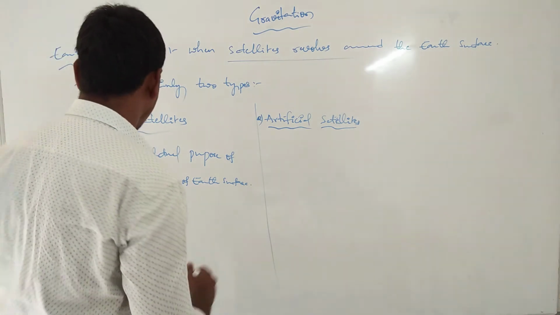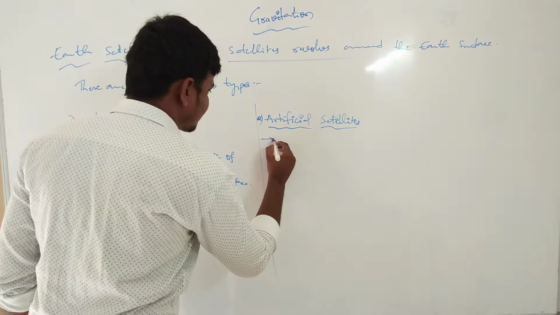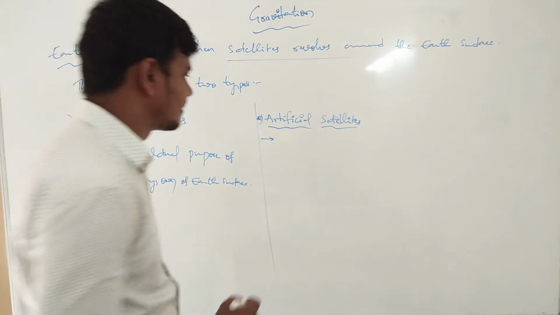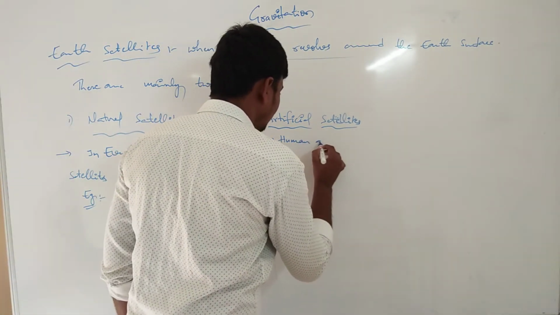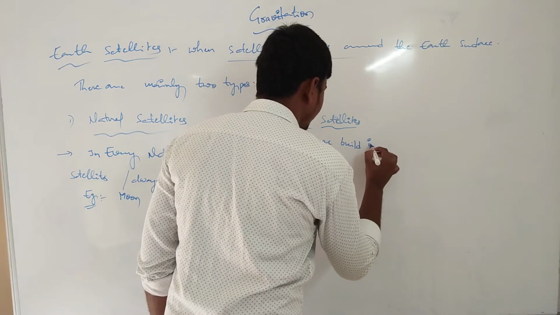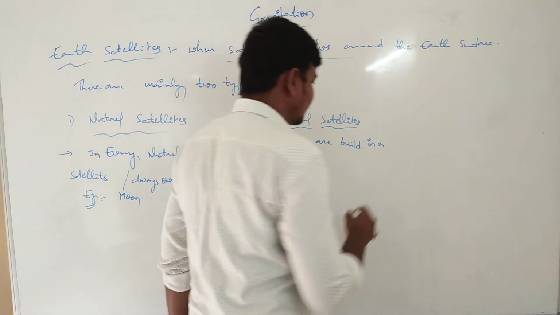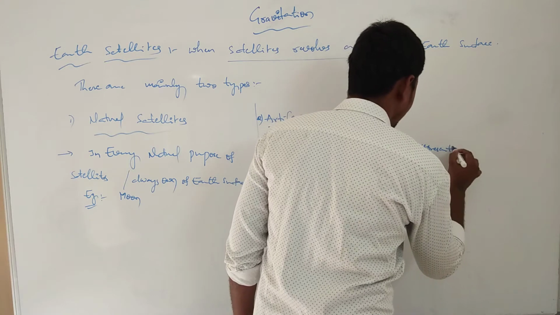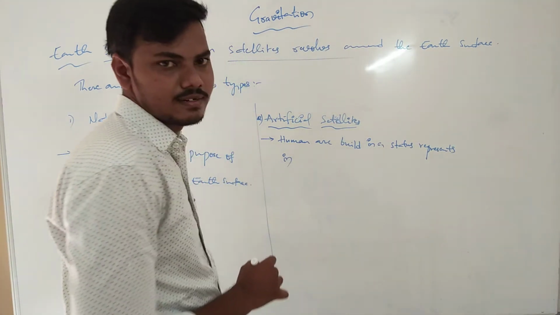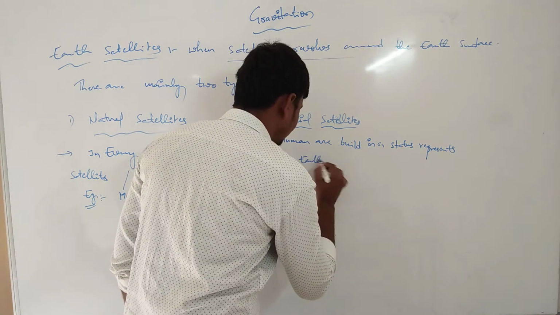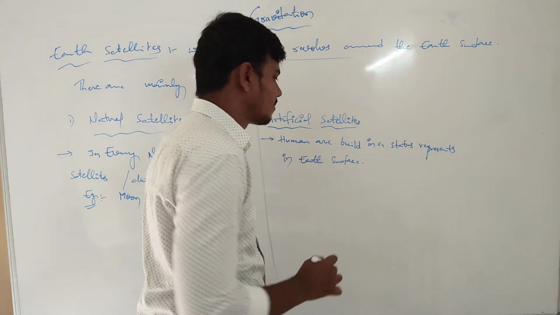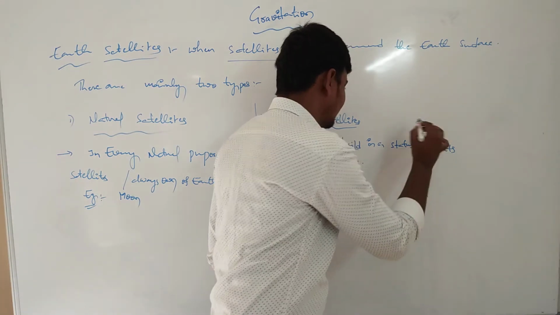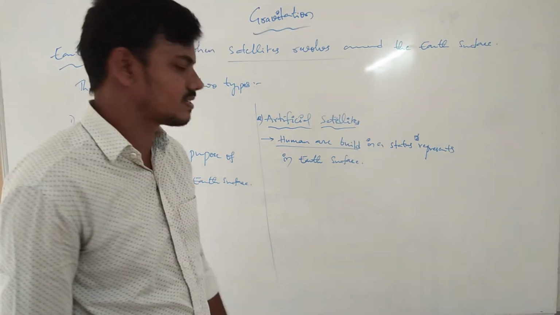Now, what is an artificial satellite? Humans build objects and place them in orbit around the Earth, and these are known as artificial satellites.